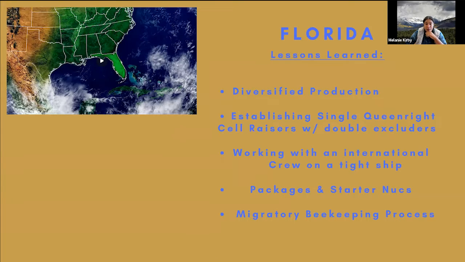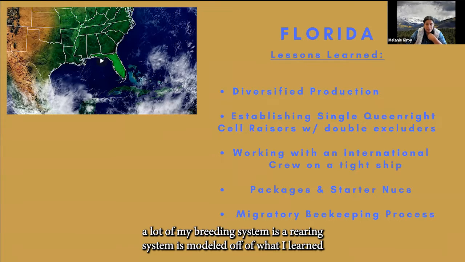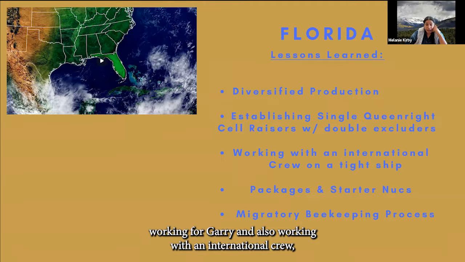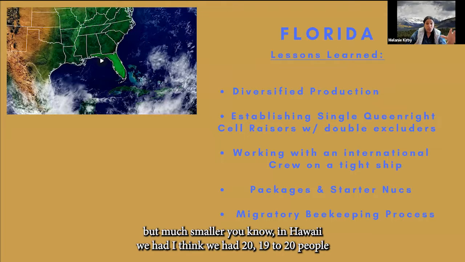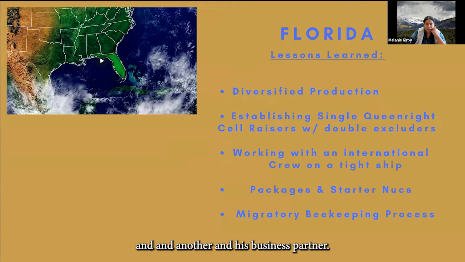I got to see how to use single queen right cell builders with double excluders, which is the system I still use to this day. A lot of my breeding system, or rearing system, is modeled off of what I learned working for Gary, and also working with an international crew, but much smaller. In Hawaii, I think we had 19 to 20 people on the crew, and working at Gary's, we had 4, plus him and his business partner. So there were 6 of us working.